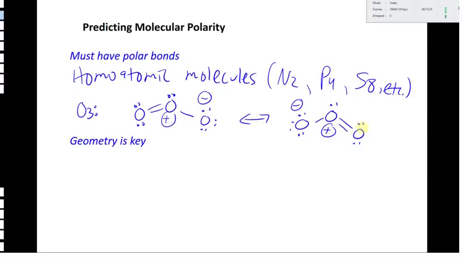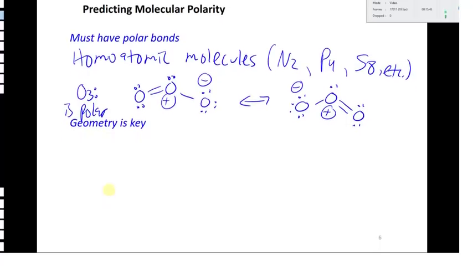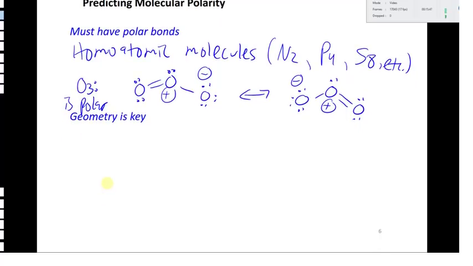So O3 is polar, I'll write that here. But all the rest of these, nitrogen, phosphorus, sulfur, you can just assume those are nonpolar if they all have one type of element in them. But more important than the chemical formula of the compound is the geometry, and that's what we're really going to link today. That geometry that we learned on Monday, we're going to talk about how that plays into determining polarity.